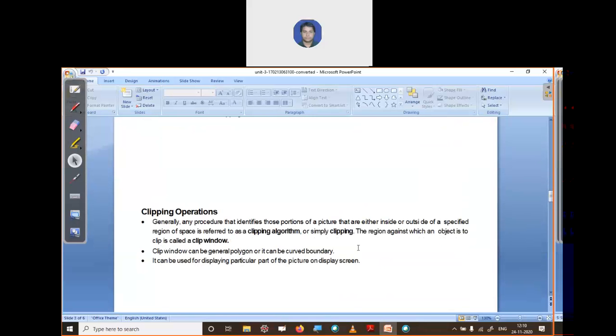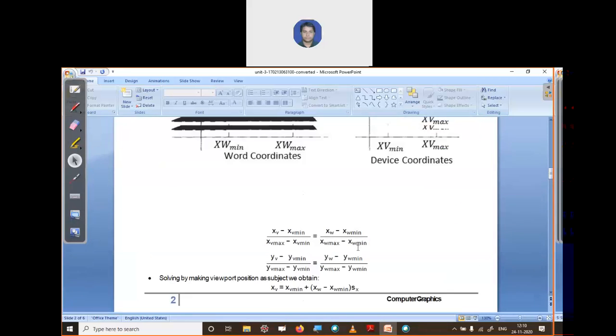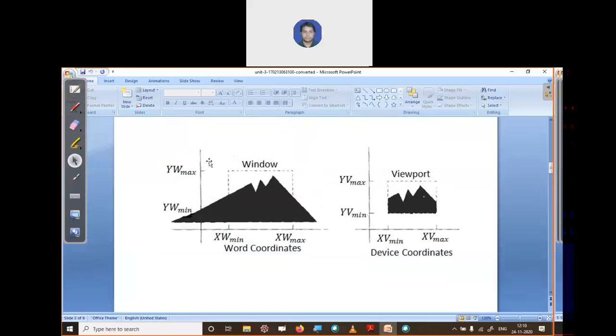And the clip operation means that after selecting the area using a window, the remaining area which is outside your window, we need to clip. We do not want to consider the portion which is outside. Clipping is a procedure in which we identify those portions of a picture that are either inside or outside. If it is outside, we clip it. If it is inside, we consider it for display.